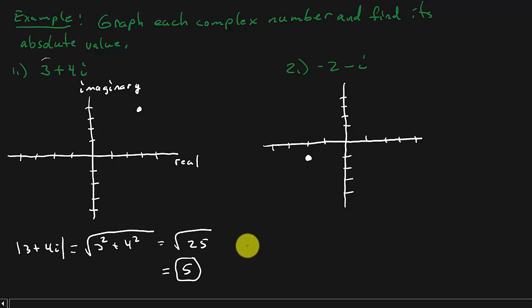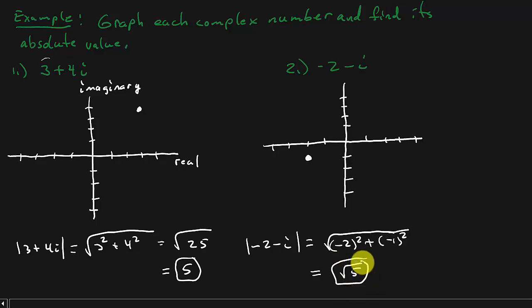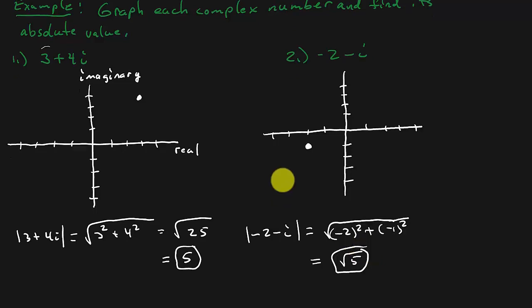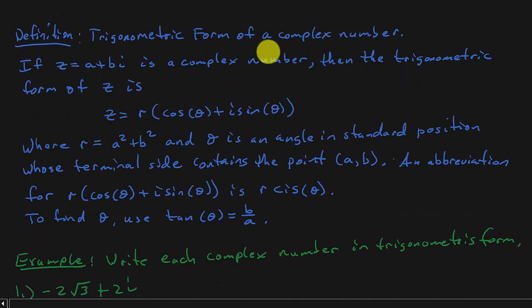Then we want to find the absolute value of -2 minus i. That's the square root of (-2) squared plus (-1) squared. And so that is going to be the square root of 5. Hopefully that made sense. That's pretty easy, just like plotting a point and then taking the square root of a squared plus b squared. Let's look down here at this definition.